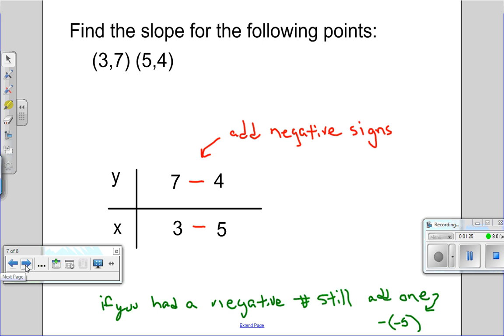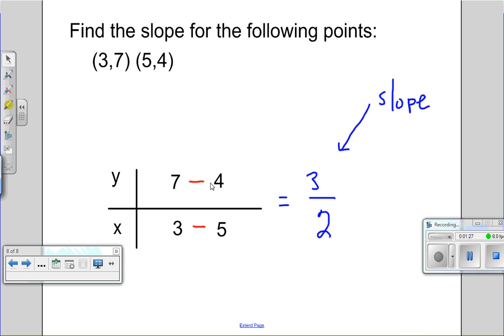All right. So you're going to just subtract it. So we're just going to subtract. 7 minus 4 is 3. 3 minus 5 is 2, and obviously that should be -2. So it's a negative slope. So the slope is right here. Boom, you're done. That's all you have to do.